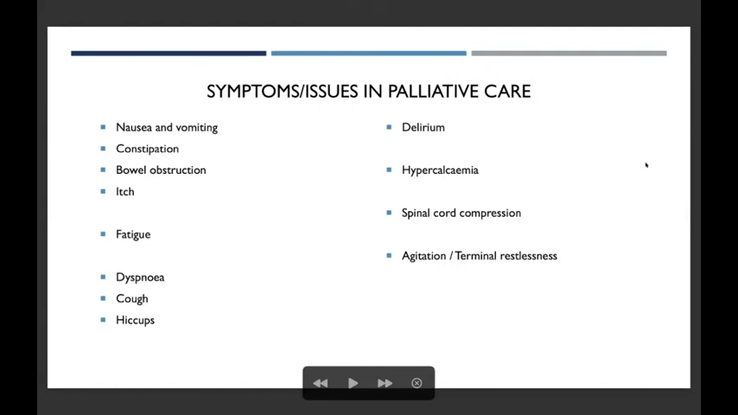In terms of issues and symptoms that arise, if you look through eTG, there's going to be a whole broad range that you'll see come up. I'm particularly going to focus on these ones today, but there's a lot more online. These are what I think are probably the best ones to go with, but heaps and heaps of things come up. Particularly, there's the GI: nausea, vomiting, constipation, bowel obstruction, and itch. There's some respiratory as well, and we'll go through these.